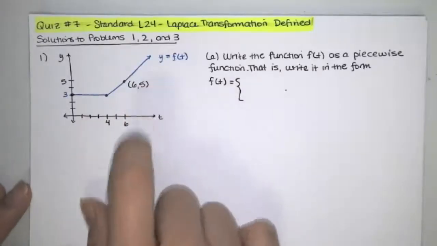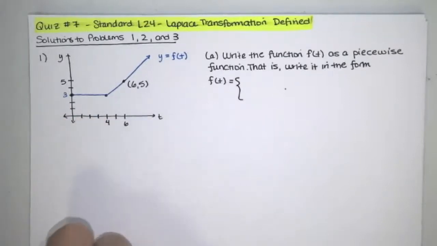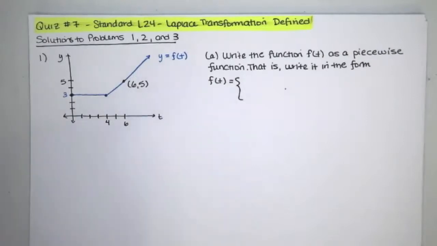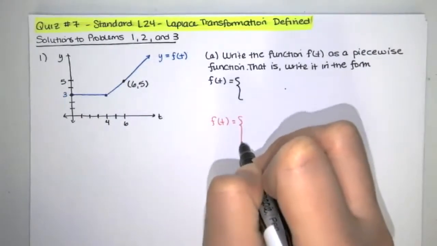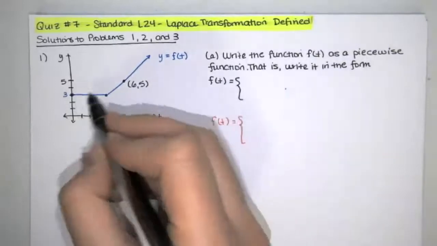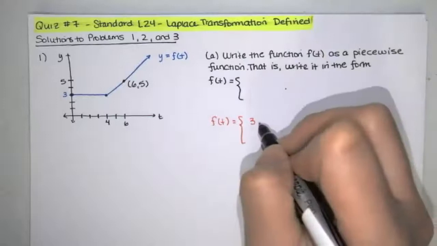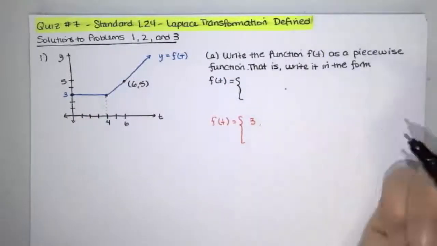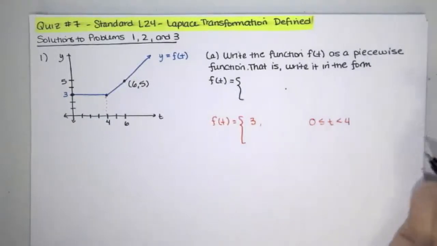Okay, so this is our function f of t. And clearly it's constant on the interval from 0 to 4. We see that the constant value of the function is 3. So I would write this. F of t is a piecewise function. It has 2 pieces. On the first interval from t equals 0 to t equals 4, the value of our function is y equals 3. So we'll write that way.